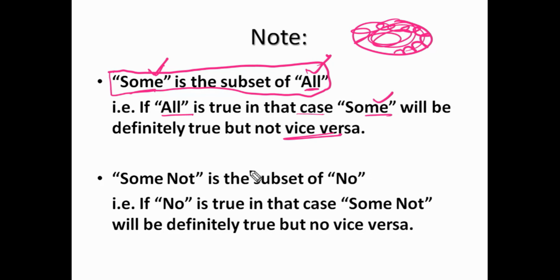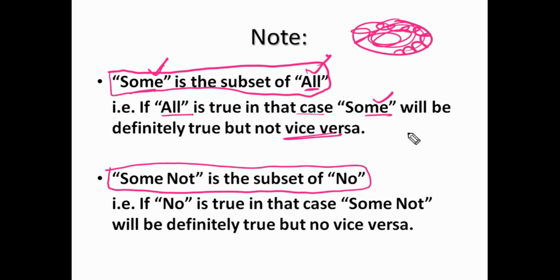Next, in the same way, some-not is a subset of no. This is A and this is B. This part of A is not B. If we combine all that, it will be no A is B, right? So some-not is a subset of no, and no is the superset of some-not. So the intention in giving this type of statement is, if no is true, in that case some-not will definitely be true, but not vice versa. The reverse is not possible.